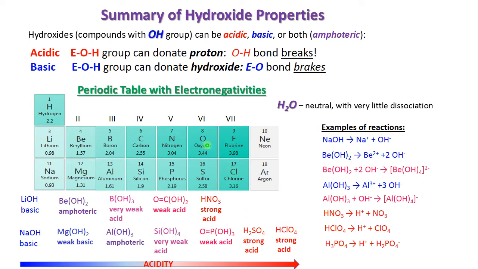There are no element-OH compounds for oxygen and fluorine, but we have sulfuric acid for sulfur, which is strong, and perchloric acid, which is even stronger. So acidity is going up from left to right in the periodic table. It's going slightly lower down the periodic table, so acidity is higher with a smaller number of periods.